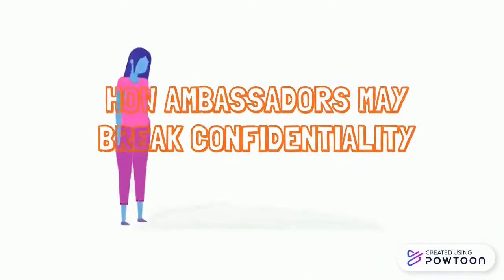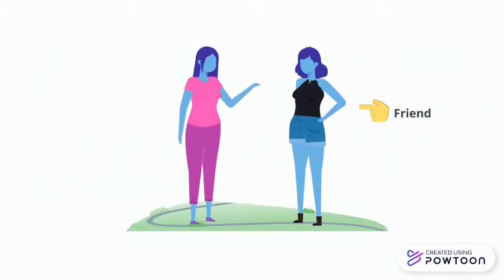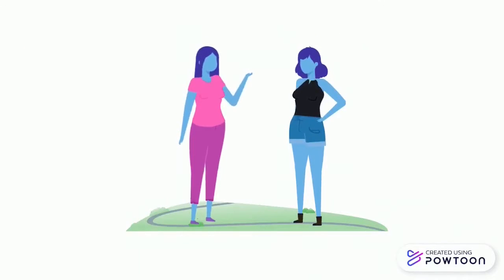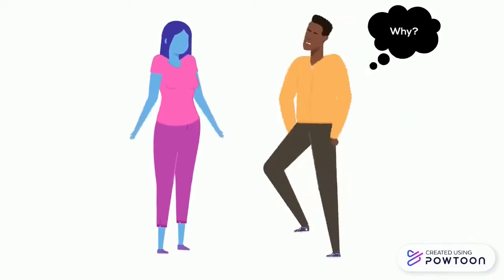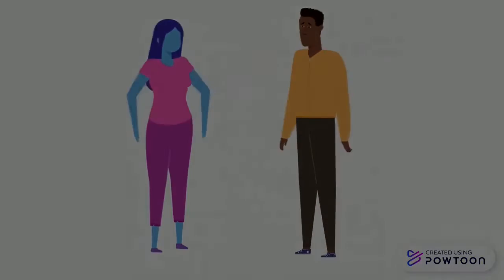For example, an ambassador is feeling burdened by something a peer told them, so they debrief a friend without necessarily using the peer's name, but accidentally reveal details that identify them. Can you think of any scenarios where an ambassador may break the confidentiality of a peer by accident?